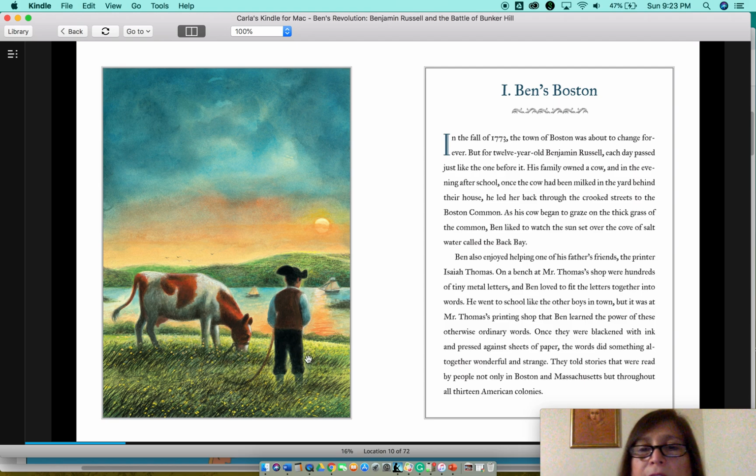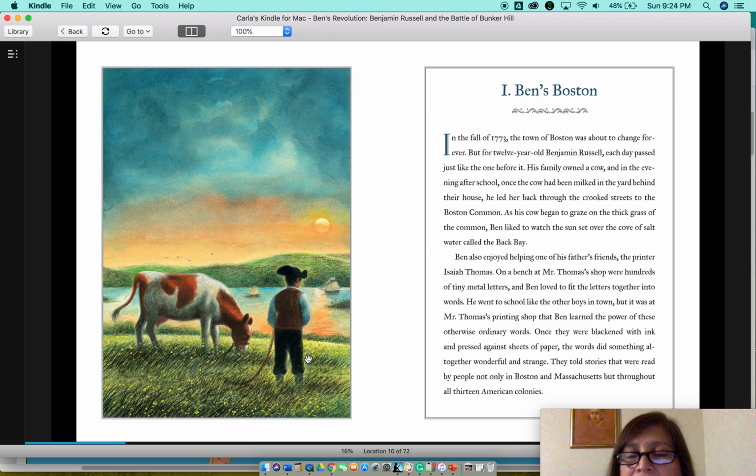So let's begin reading. In the fall of 1773, the town of Boston was about to change forever. But for 12-year-old Benjamin Russell, each day passed just like the one before it. His family owned a cow. And in the evening after school, once the cow had been milked in the yard behind their house, he led her back through the crooked streets to the Boston Common.